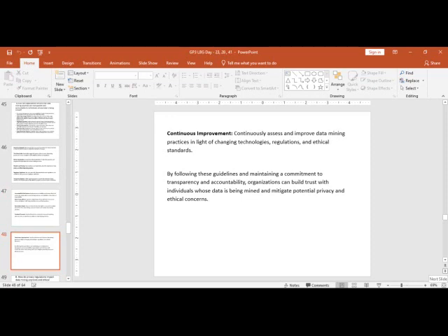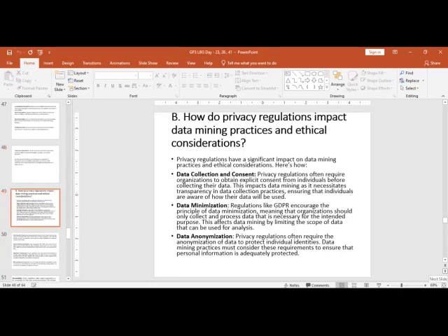By following these guidelines and maintaining a commitment to transparency and accountability, organizations can build trust with individuals whose data is being mined and mitigate potential privacy and ethical concerns. How do privacy regulations impact data mining practices and ethical considerations? Privacy regulations often require organizations to obtain explicit consent from individuals before collecting their data. This impacts data mining as it necessitates transparency in data collection practices, ensuring that individuals are aware of how their data will be used.